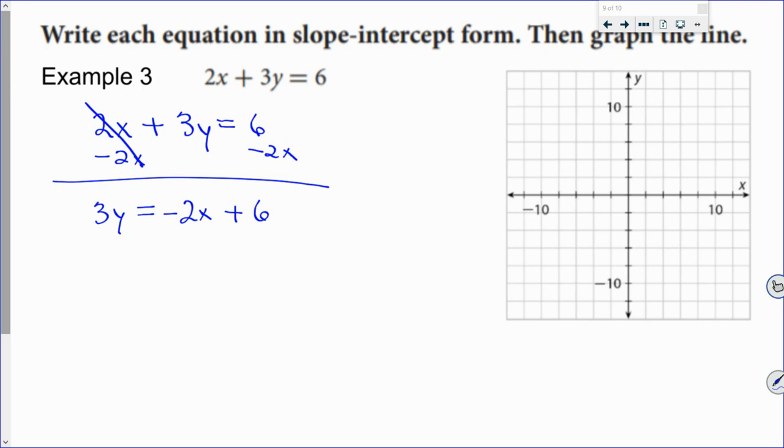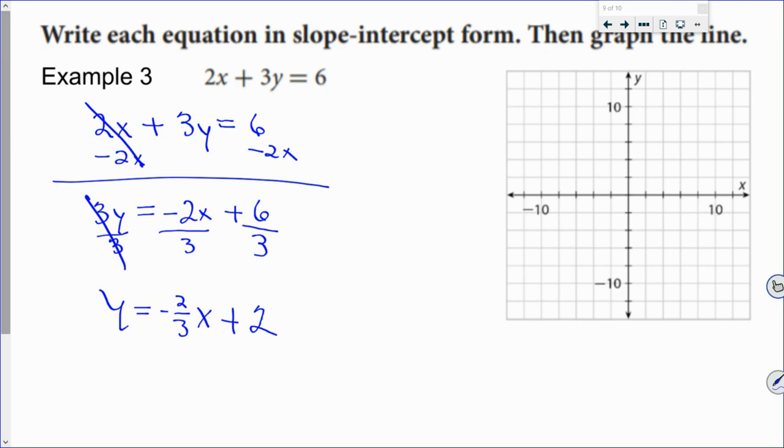Now, to get y by itself, I've got 3 times y, so what do I have to do? I have to divide by what? Say it. Divide by what? 3. Yeah. That way my 3 cancels out, my coefficient on y disappears. I'm left with y is equal to negative 2/3 x, and 6 divided by 3 is 2.